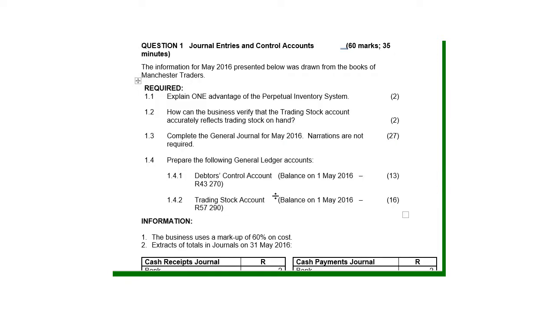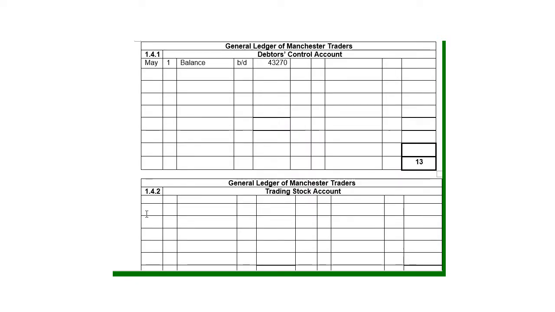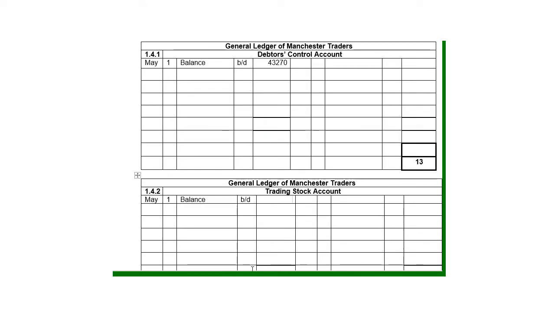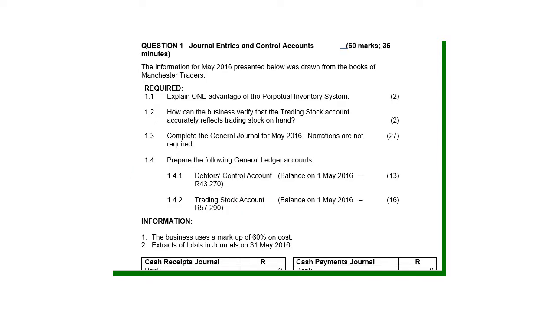The stock that I've got in the storeroom, it's got value. I'm going to sell it in future, so I'll get money in future. Again, an asset. So it's also on the debit side. So it's again May, the first day, balance brought down from last month, and the amount that they gave me, 57290. Make sure you always put in the opening balances.